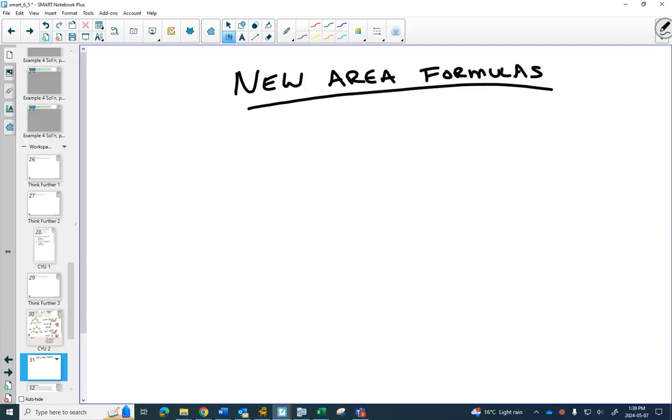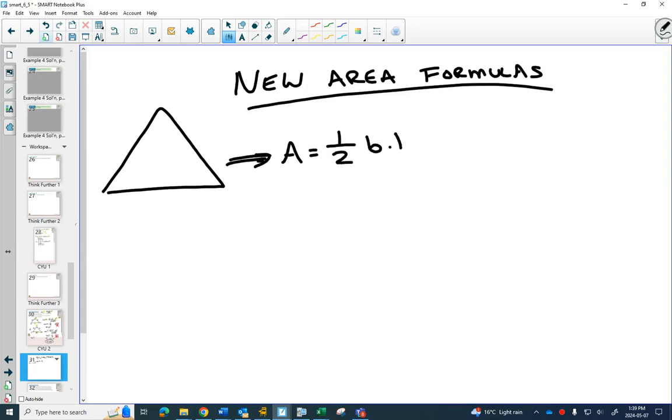Sure, let's turn to page 497, and I want you to write new area formulas, because you know the area of a triangle. What is your area formula for a triangle? 1/2 base times height. Awesome. But sometimes you're going to get a triangle where you have something like this.